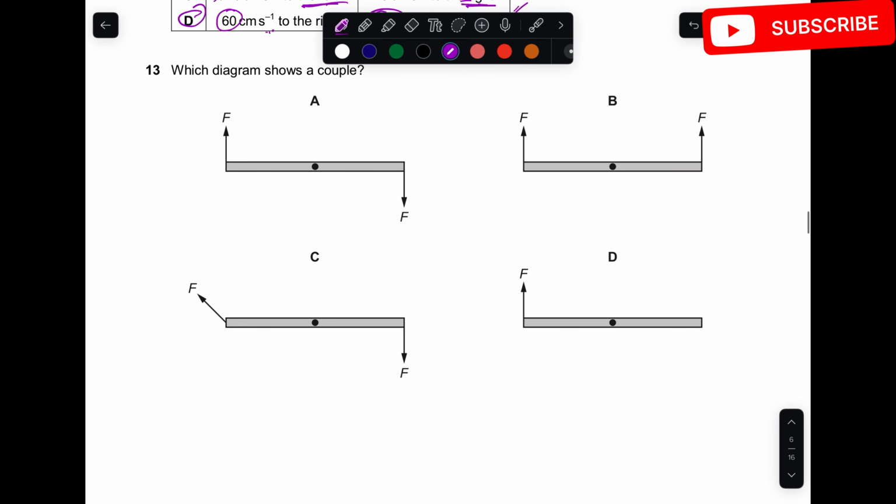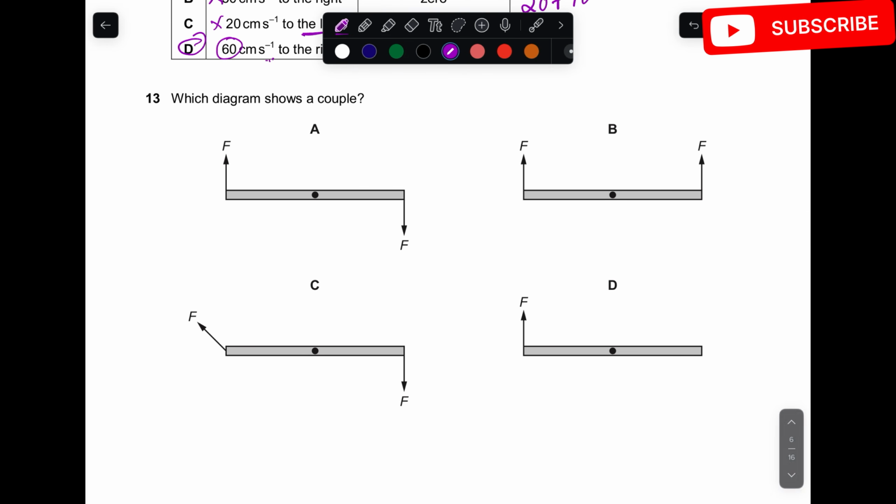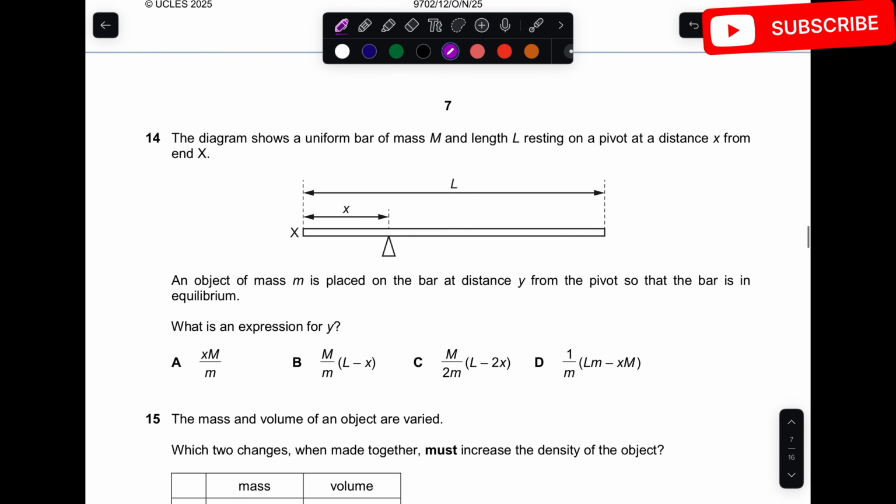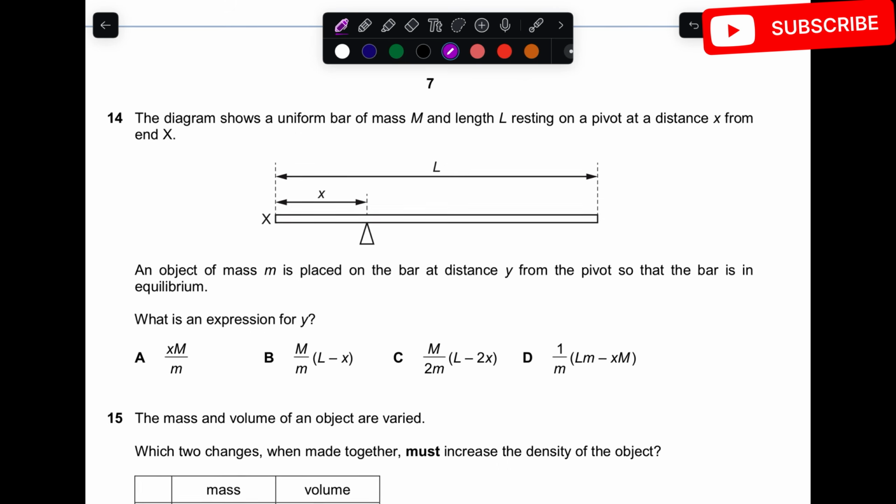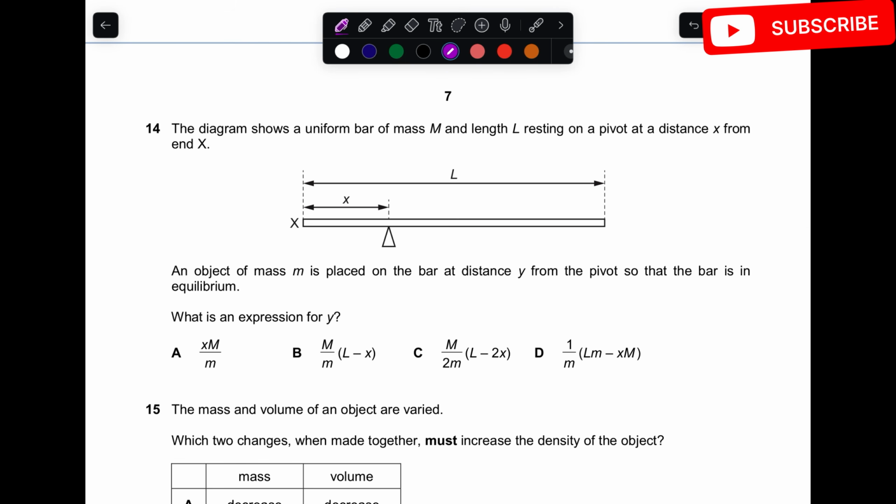Question 13. Which diagram shows a couple? For a couple, forces should be equal and opposite in direction. So it's A. Pretty simple question. In question 14, the diagram shows a uniform bar of mass M and length L resting on a pivot at a distance x from the end X. An object of mass m is placed on the bar at a distance y from the pivot so that the bar is in equilibrium. What is the expression for y?